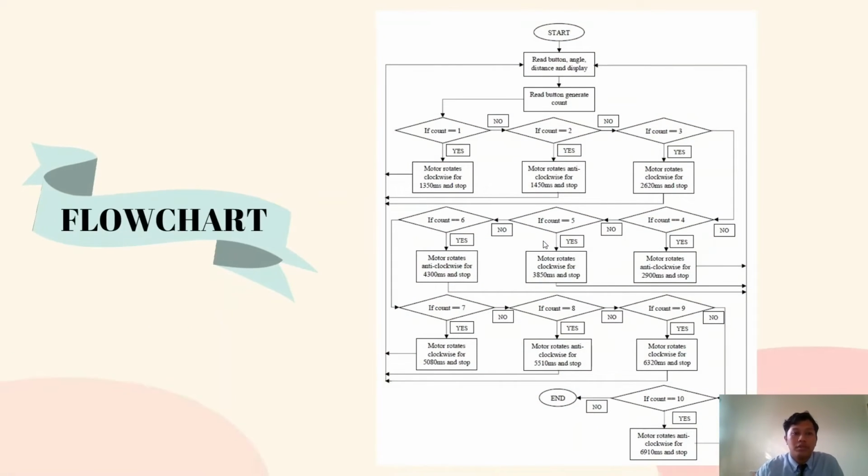So next I will proceed with the flow chart. The process will read the button, angle, and distance, and show the display. The read button will generate a count, and if the count is 1 up to 10, it will rotate clockwise or anticlockwise for the time. After that, it will read back the angle and show the display.